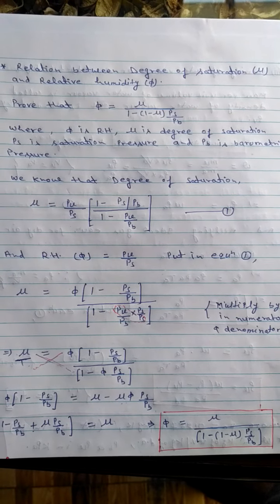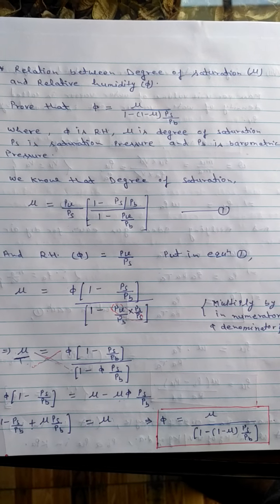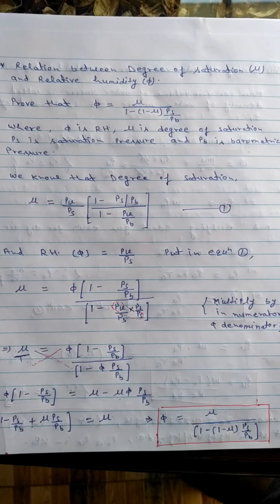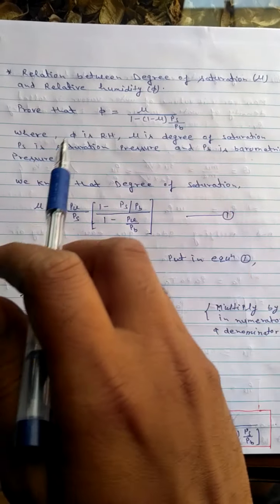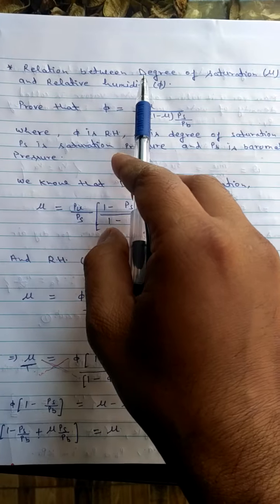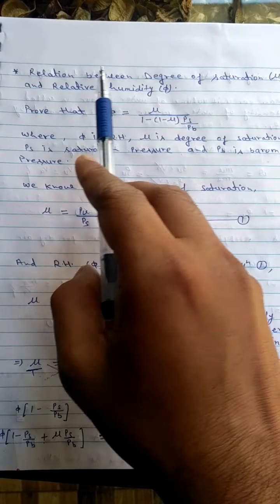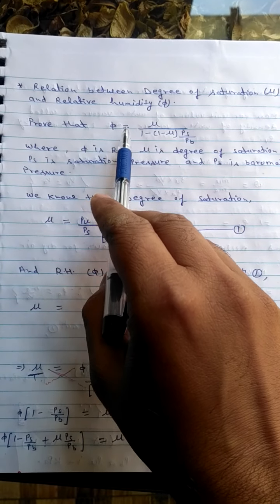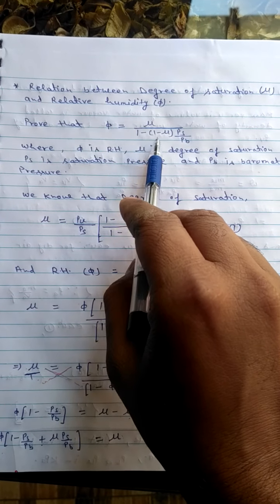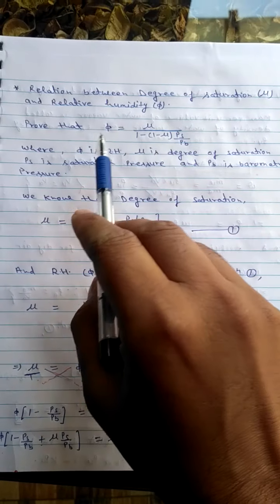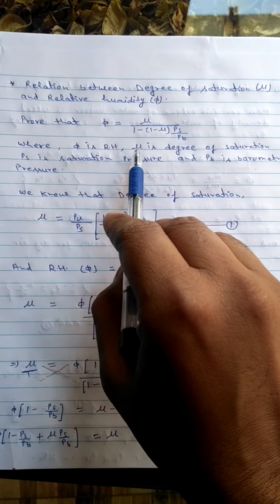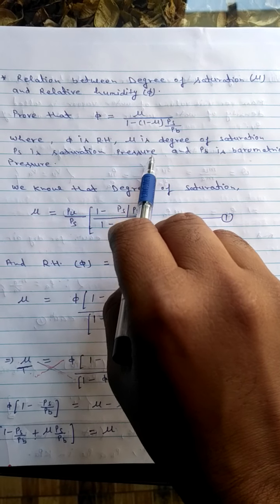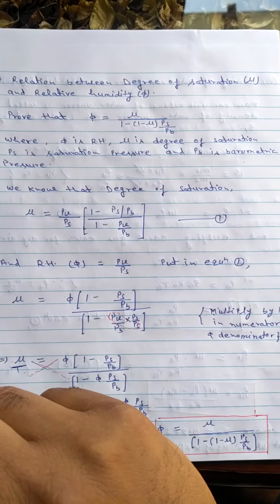In last class, I individually defined and derived the degree of saturation and relative humidity. But here we will also derive a relation between the degree of saturation mu and relative humidity phi. We have to prove that phi equals mu upon 1 minus mu, times Ps by Pb, where phi is relative humidity, mu is degree of saturation, Ps is the saturation pressure, and Pb is the barometric pressure.